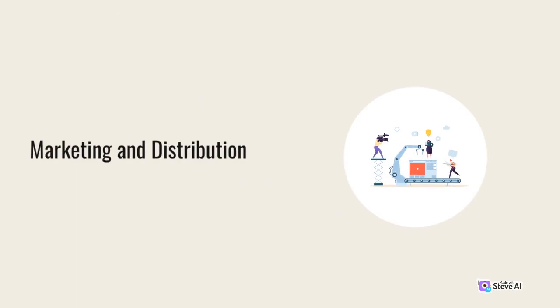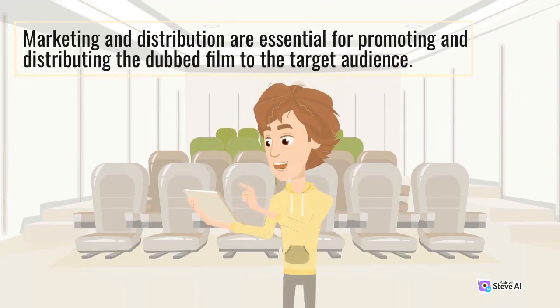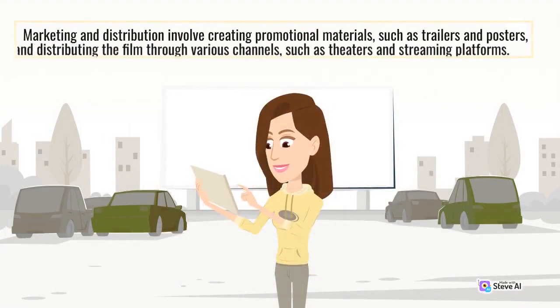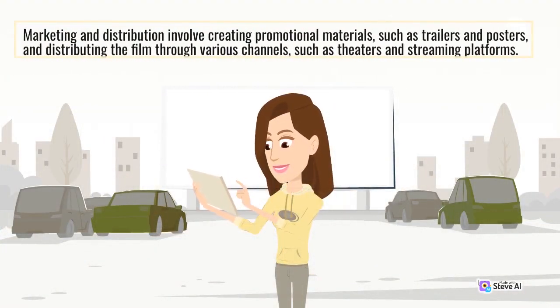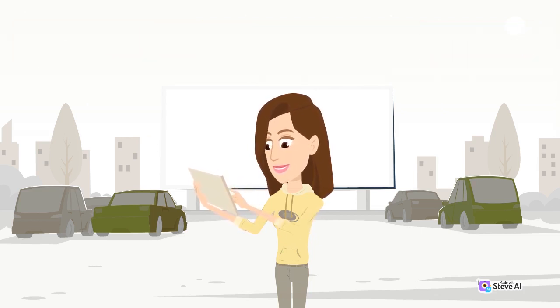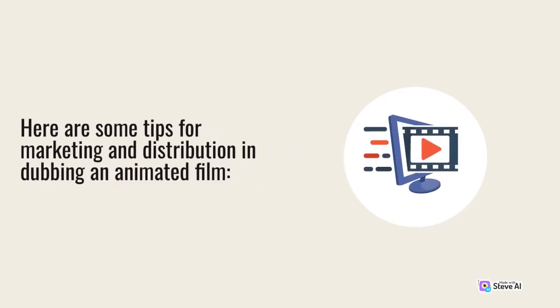Marketing and distribution. Marketing and distribution are essential for promoting and distributing the dubbed film to the target audience. Marketing and distribution involve creating promotional materials, such as trailers and posters, and distributing the film through various channels, such as theaters and streaming platforms. Here are some tips for marketing and distribution in dubbing an animated film.